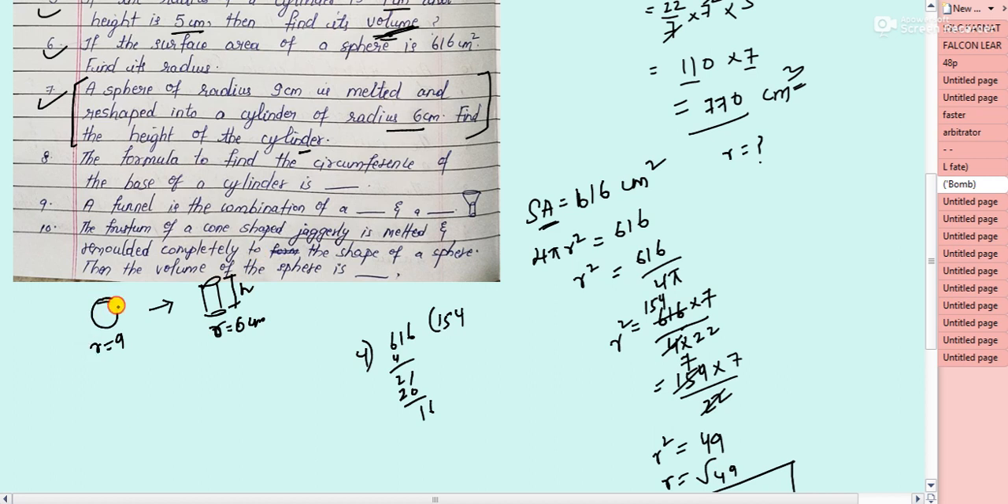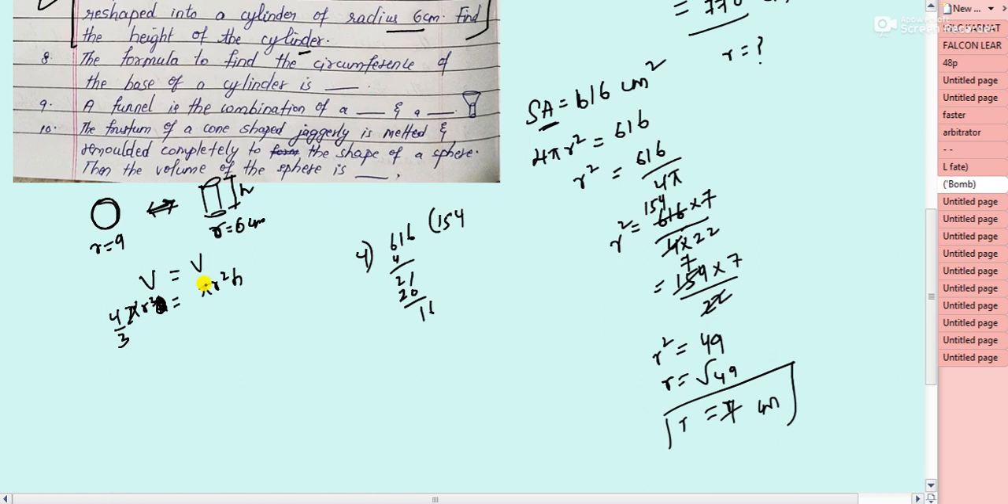Okay, so whenever we melt a substance from one figure to another, the volume remains the same. So volume of this is 4 by 3 pi r cube, not h, isn't it? And for this it is pi r square h. So substitute both of them. Here pi will get cancelled. 4 by 3 into r is 9, so 9 into 9 into 9, because it is r cube here. Here r square, r is 6, so 6 into 6 into h, which is unknown.